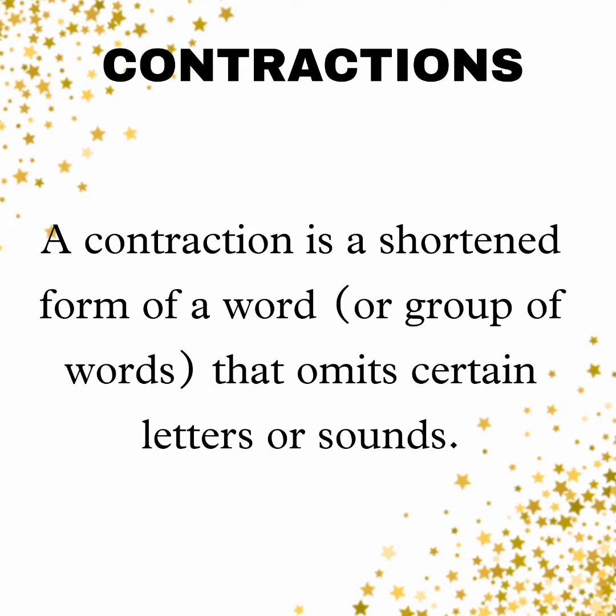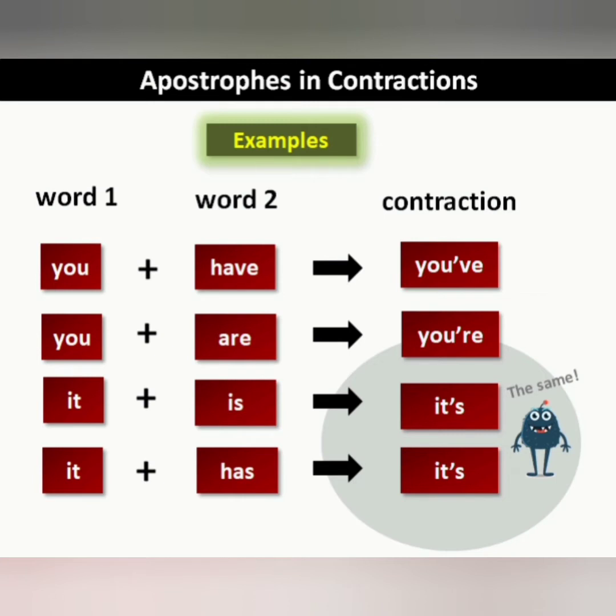How to make a contraction? Let's see some examples. Like one word, you, plus have. When we have to make its contraction form, we have to omit the letters H and A, and instead of this we use an apostrophe, and it will become you've.